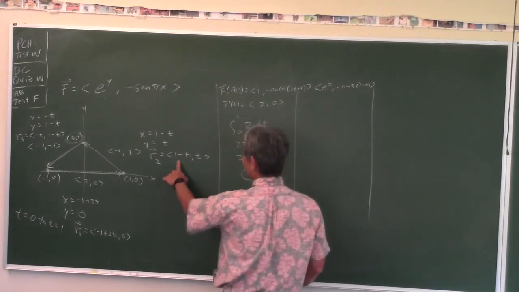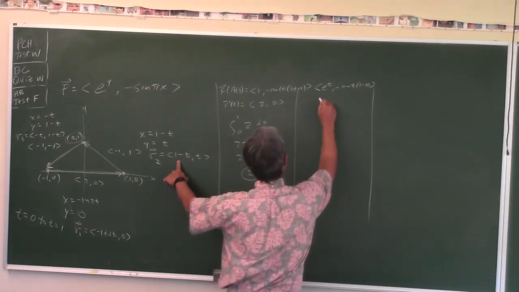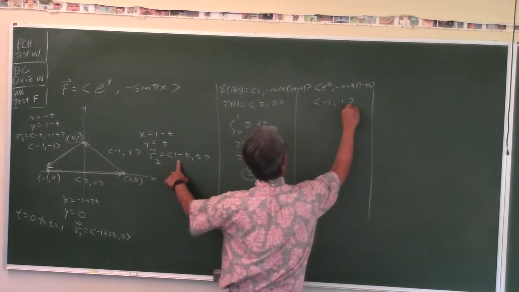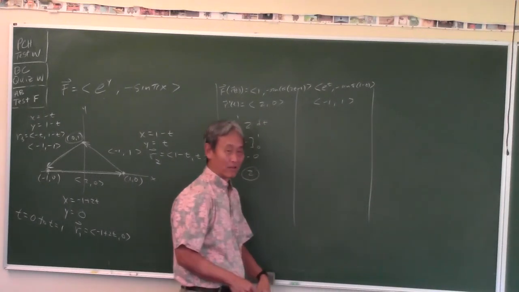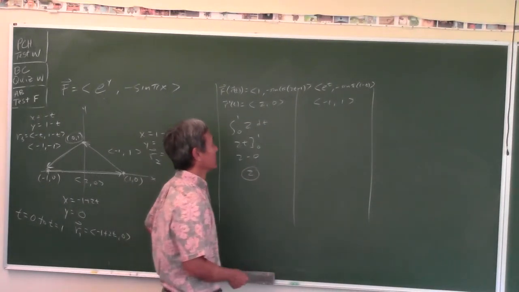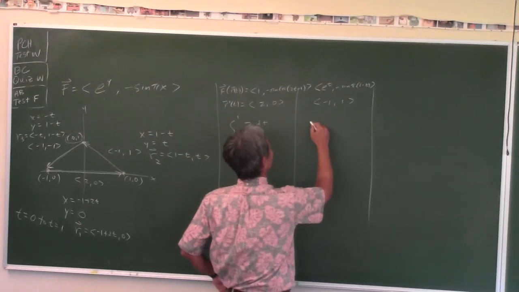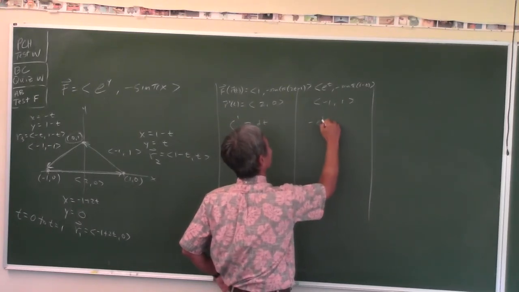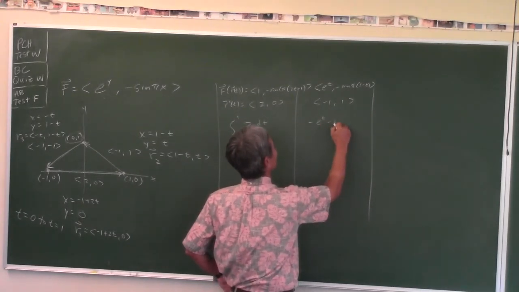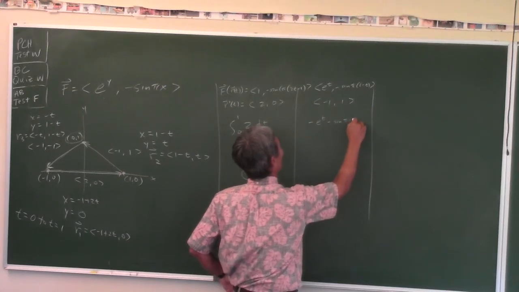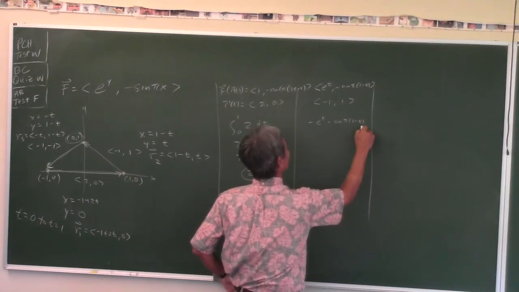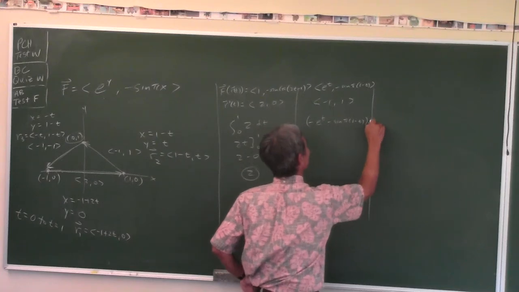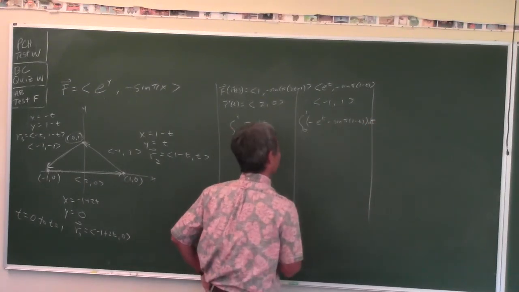Okay, so here, what is the derivative? What is the velocity vector there? Negative 1, 1. Now we're going to have an interesting integral, I hope. So take the dot product and you get negative e to the t minus sine pi times 1 minus t. Integrate that with respect to t from 0 to 1.